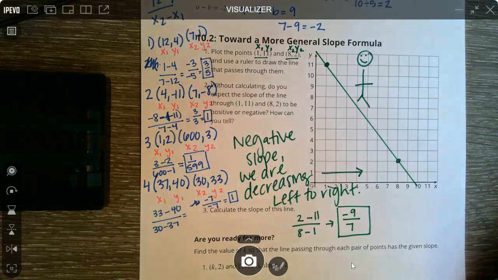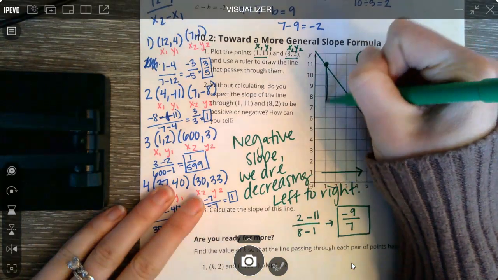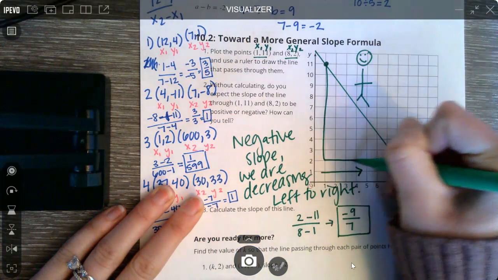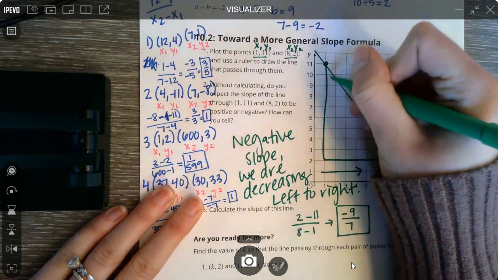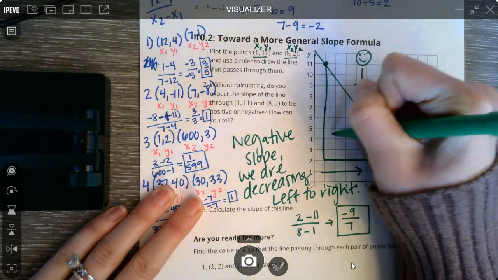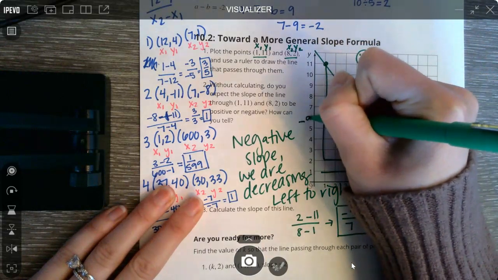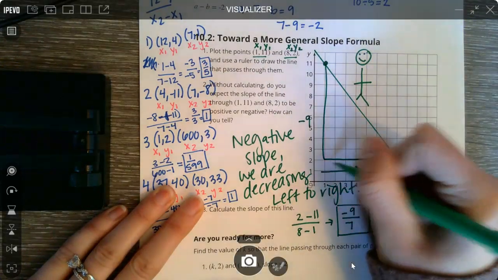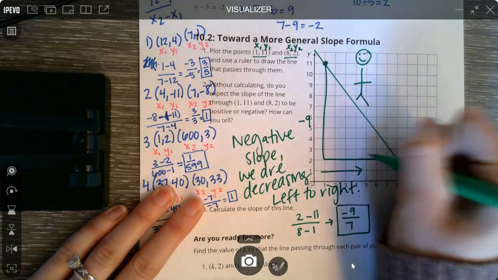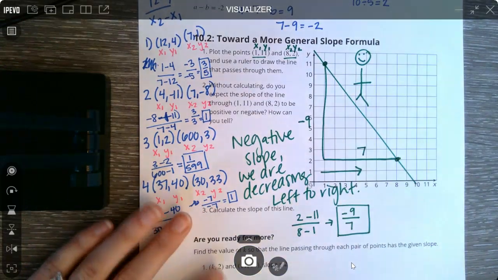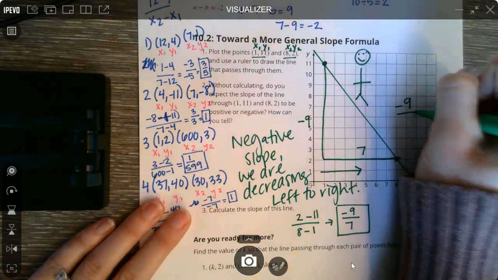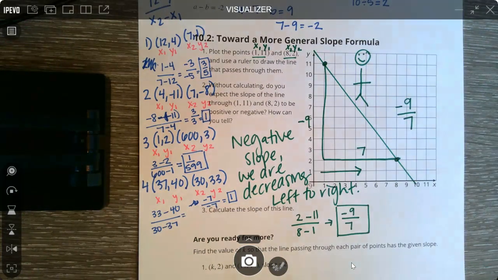That's what I got. I can also check this by making a slope triangle, right? 1, 2, 3, 4, 5, 6, 7, 8, 9. Since I'm going down, that's a negative 9. 1, 2, 3, 4, 5, 6, 7. Since I'm going right, it's a positive 7. That is negative 9 over 7.